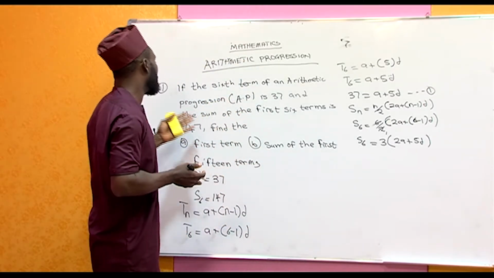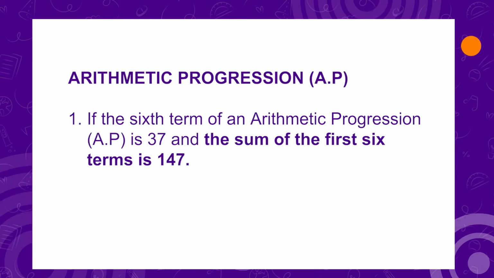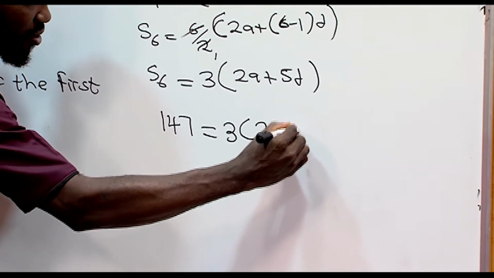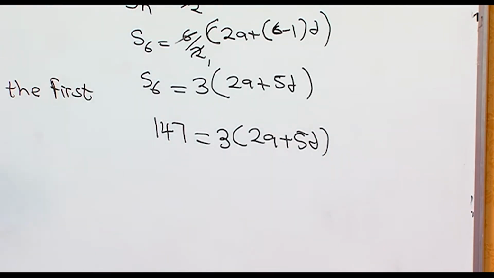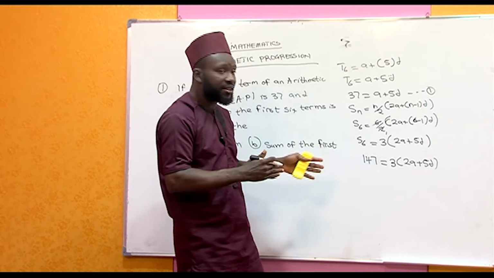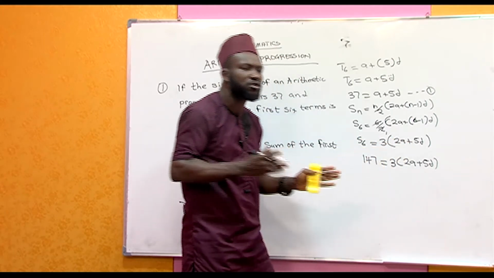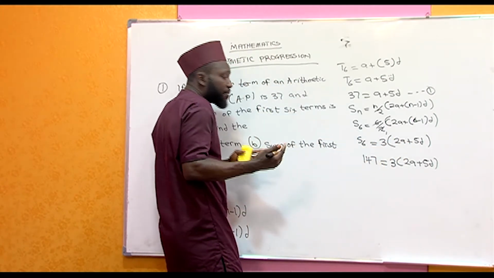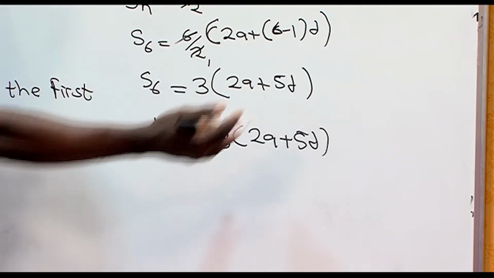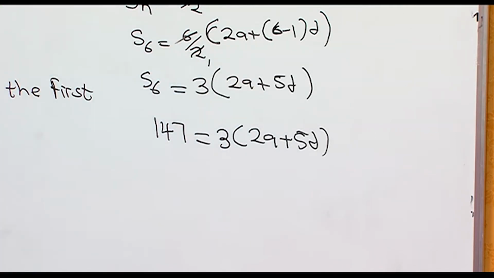Now remember from the question, we are told that the sum of the first six terms is 147, which means anywhere I see S6, I'm going to replace it with 147. So that at the end, I will have 147 = 3(2a + 5d). Now, in this case, I can simplify this in two different ways. Either I divide both sides by 3, or I multiply through by 3. But in this situation, I would rather prefer multiplying by 3 to open this bracket. But when you get home, you can try to do it the other way, by dividing both sides by 3, and we are still going to arrive at the same answer.